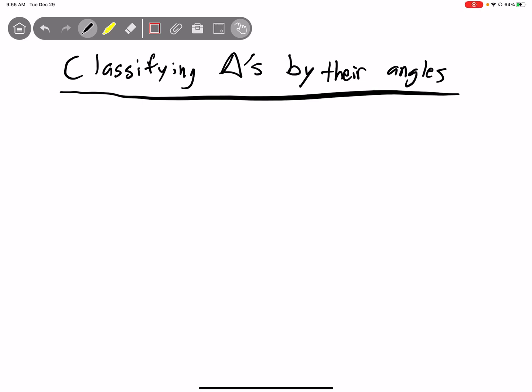Before we start on the Pythagorean theorem, let's do a really brief overview of classifying triangles by their angles. So remember, there are three types of classifications according to the angles of triangles.